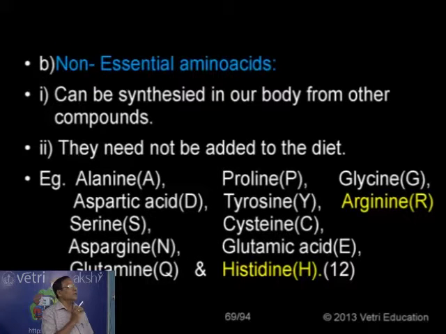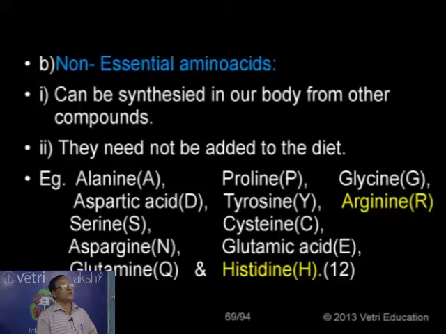are called non-essential, so they need not be added to the diet. Such amino acids which are not actually required through diet are called non-essential amino acids. Totally, we have 12 different types of amino acids under this category because we have 20 in total, out of which 8 are essential amino acids. The remaining 12 are not essential.